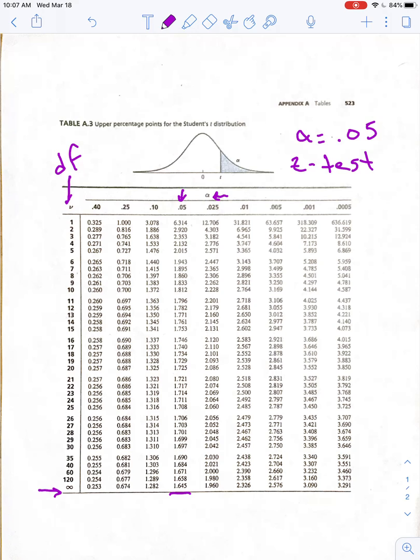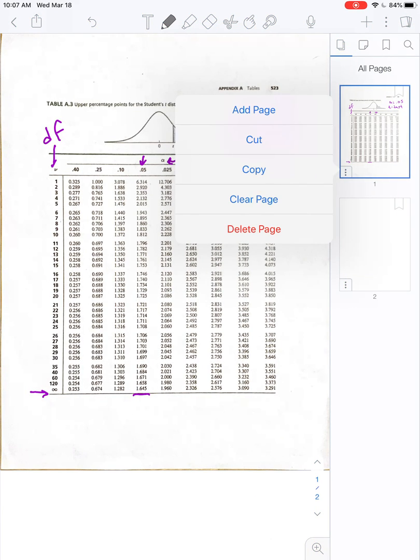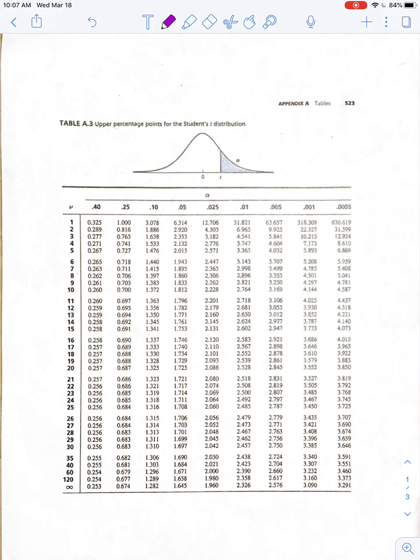Now, let's clear this and do another one. Suppose we have alpha equal to 0.025. We're doing a z-test, and that's really all we need to know, because it's a z-test, our degrees of freedom are infinity. So we get 0.025, we go down here to degrees of freedom, infinity. That number is 1.96. Hopefully that's simple enough. When you do a z-test, you're always going to read the numbers on the bottom row.